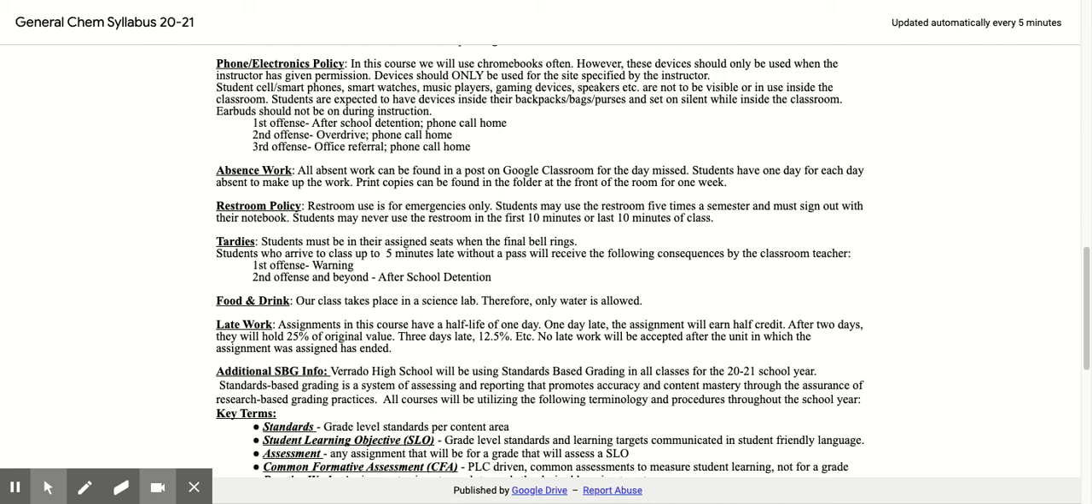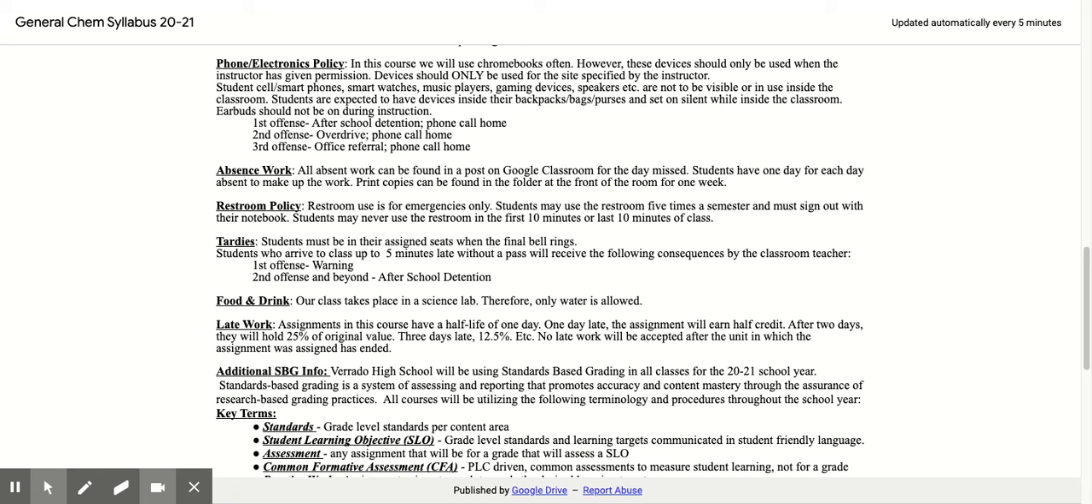And so the restroom use is really for emergencies only when you're in the class, because we're going to be monitoring you and making sure that you're monitored, basically. So make sure that you are using it only when you absolutely have to. There will be no food and drink at all. There's no removing of masks in my class at all. It's also a lab, so that's why it's just not allowed at all. But if you're at home, you can drink and eat food, whatever.